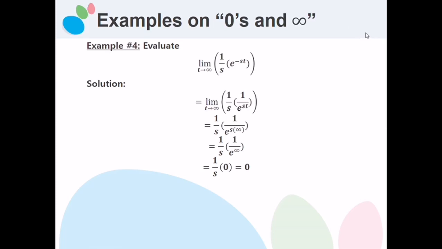Now let's try some examples involving zeros and infinity. How about if we have such functions wherein our t or any variable approaches infinity or zero? So now let's try some samples. Let us evaluate the limit of 1 over e raised to negative st, wherein t approaches infinity. So there is an infinity involved here.